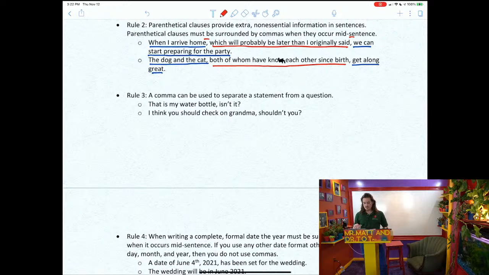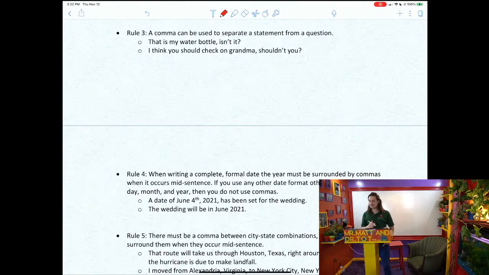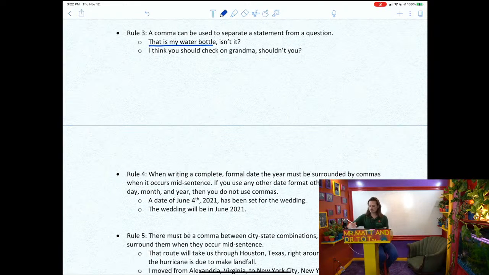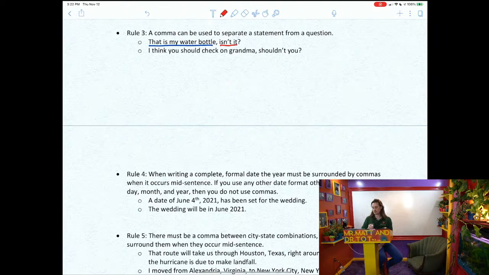Rule number 3, a comma can be used to separate a statement from a question. So for example, that is my water bottle, isn't it? So we have a statement, a dependent clause that could stand on its own as a complete sentence. That is my water bottle. But we're attaching to it this interrogative. It's a fancy word for a question. And so it is appropriate to separate those two with just a comma.